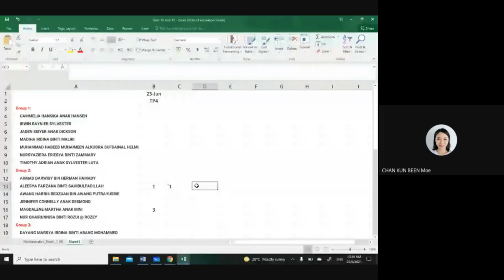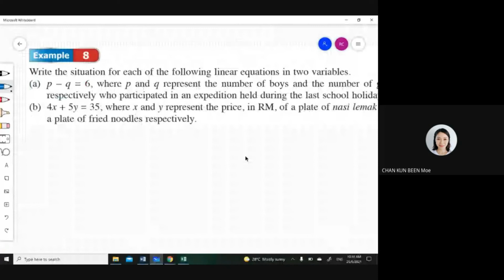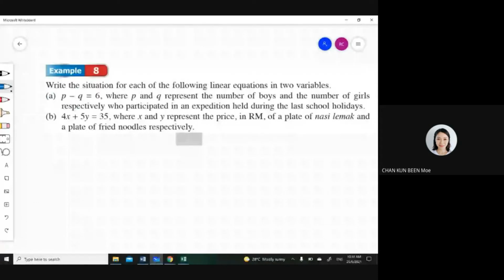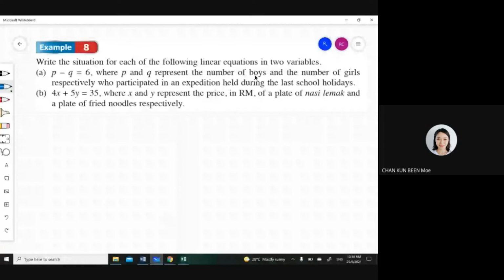So we move on to example 8 right now. Example 8, you have to write the situation. Just now they gave you all the situation, right? So now you're given a linear equation and then they give you the information of that linear equation. So you have to form up the situation. That's why they ask you to write the situation.